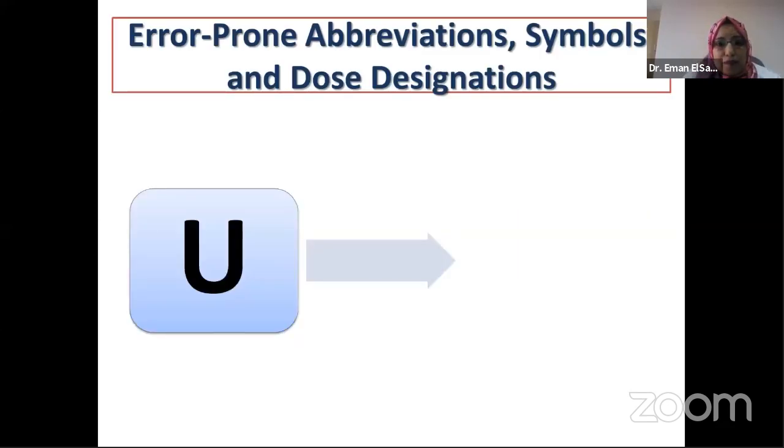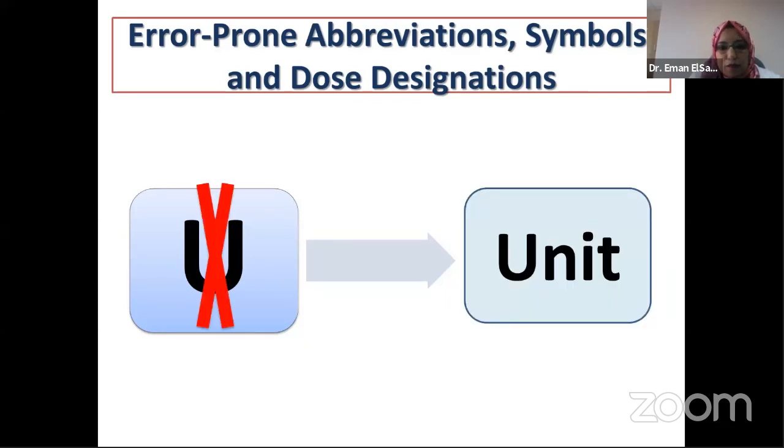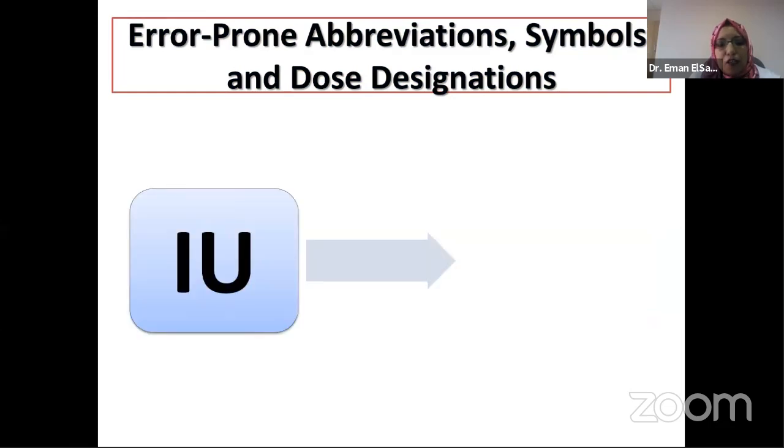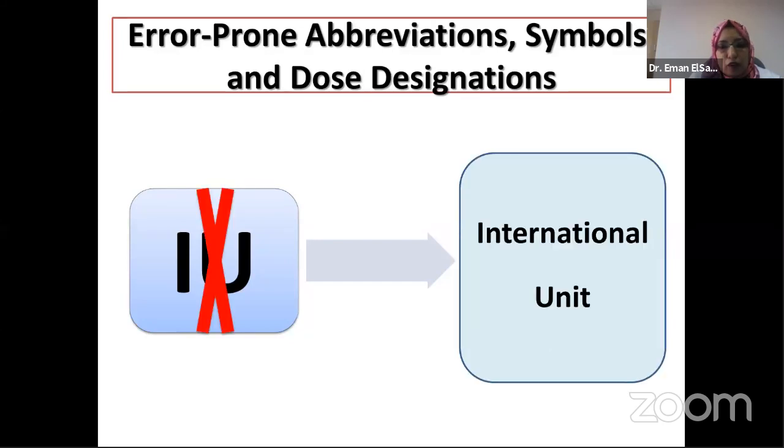Okay, using some common abbreviations, like U, which stands for unit. Can we write U in a medical file? No, we should not write it. Why? Because maybe it will be confused with other things, like a zero, which may increase the dose tenfold. So it should be written clearly as unit. The same for IU, which may be confused as 10. So we should write international unit.